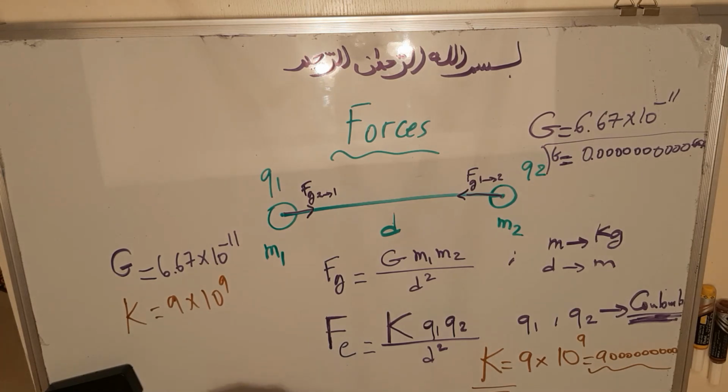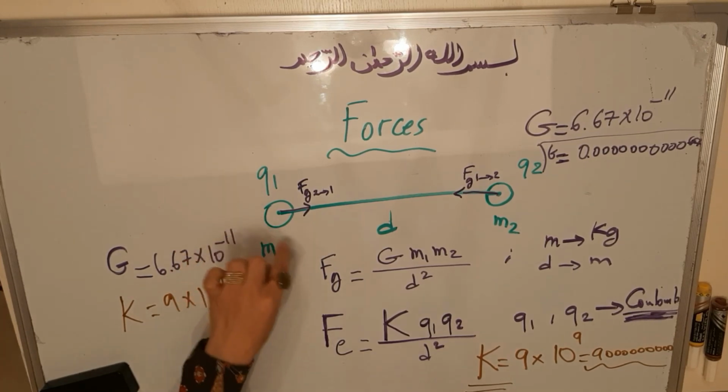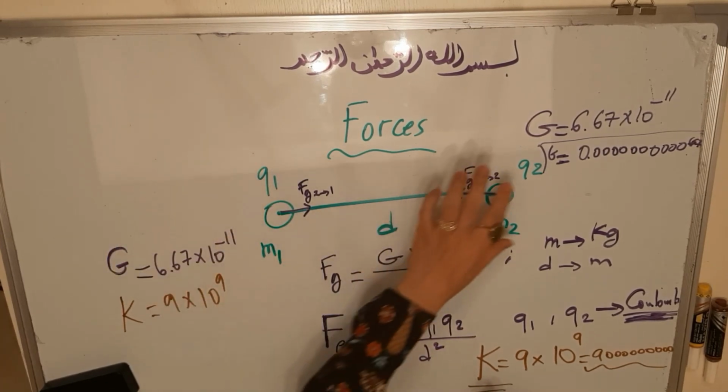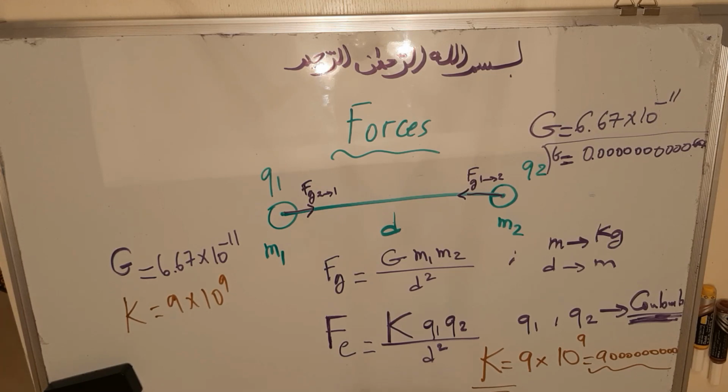And so G is really, really negligible compared to K. Let's do a calculation where you've got M1 equals 1 kilogram and M2 equals 1 kilogram, and Q1 equals 1 coulomb and Q2 equals 1 coulomb, and the distance between them is 1 meter, just to see the order of magnitude and to compare the gravitational force and the electric force.